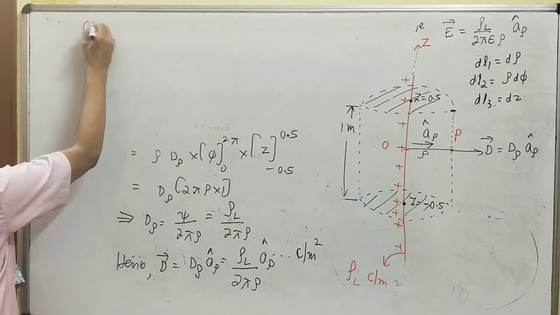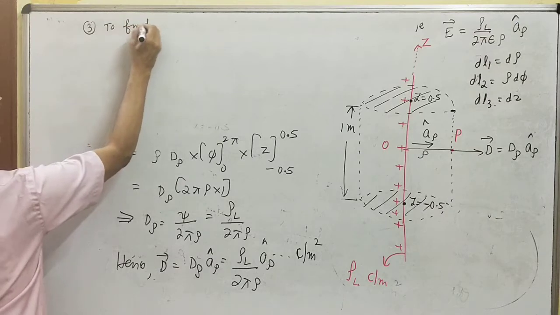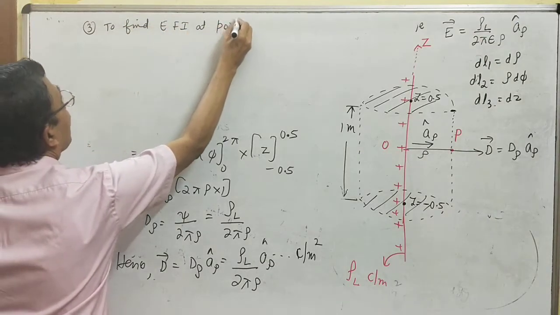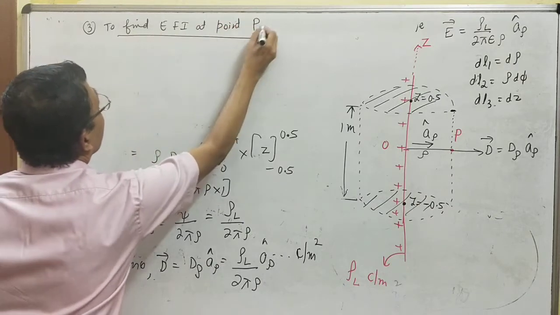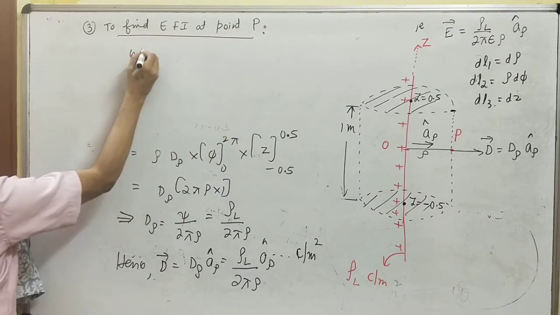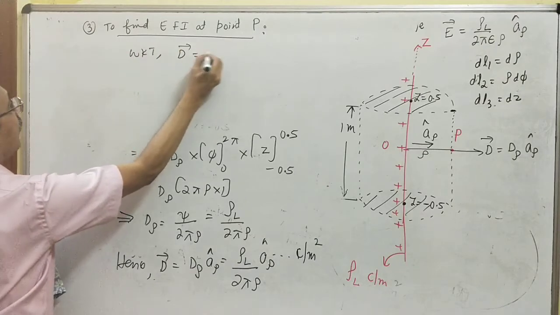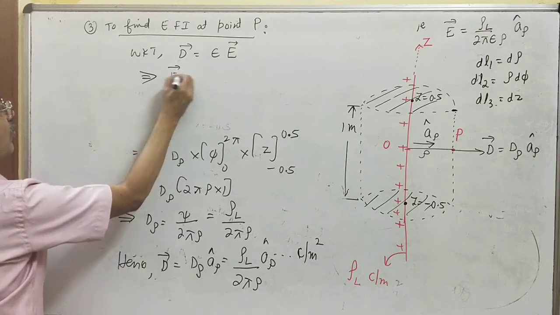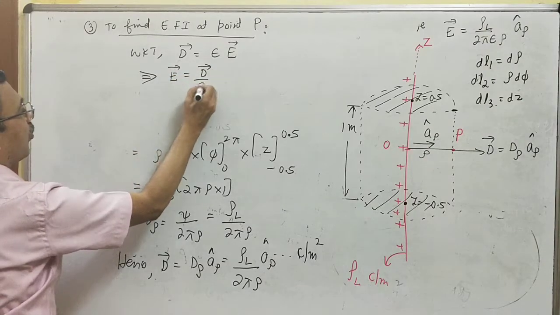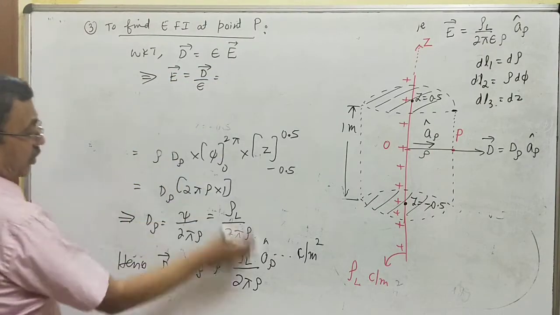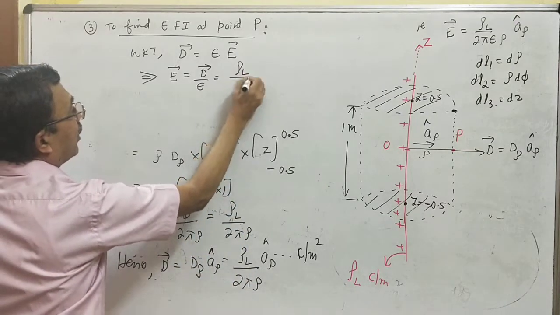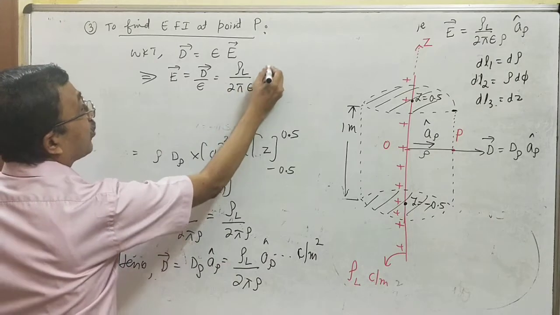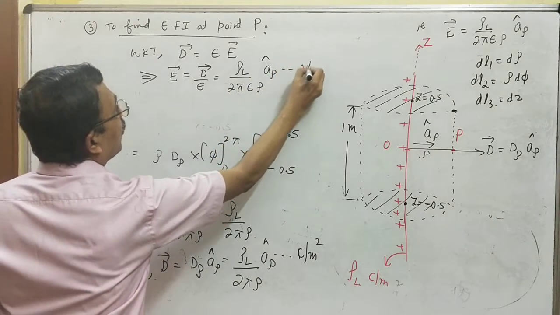Step number 3. To find electric field intensity at point P. We know that vector D is equal to epsilon E. This implies vector E is equal to vector D divided by epsilon. What is vector D? Substitute from here. Rho L divided by 2 pi rho. So this becomes rho L divided by 2 pi epsilon into rho into a rho cap. So many volts per meter.